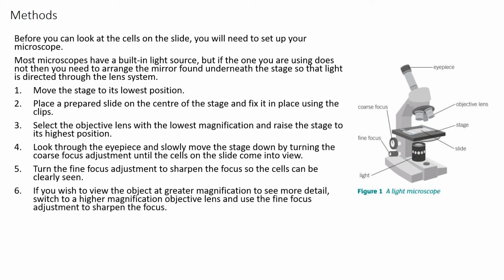And then if we want to make that image larger with a greater magnification, we then switch to a higher objective lens, and we then use the fine adjustment knob only to sharpen that focus even further. Okay, when we're twisting that around, we do need to be careful that we're not damaging the lens onto the slide.